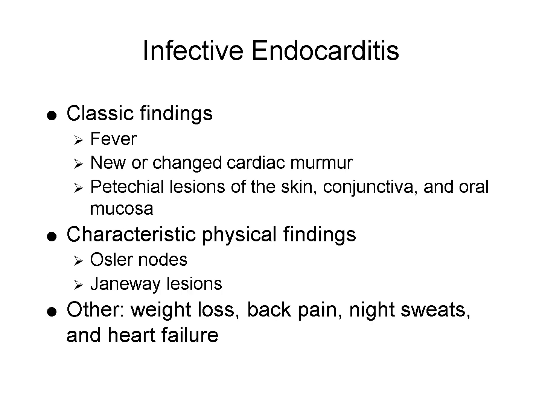Classic findings in infective endocarditis include fever and a new or changing heart murmur. Petechial lesions can appear on the skin, conjunctiva, and oral mucosa. Other physical signs include Osler nodes and Janeway lesions. If left untreated, endocarditis can lead to heart failure, stroke, and systemic embolization.